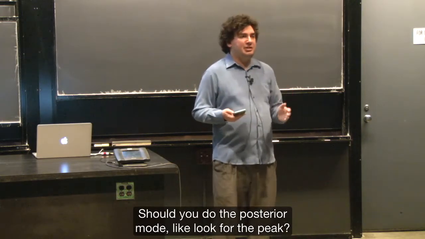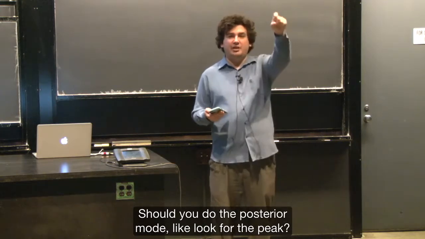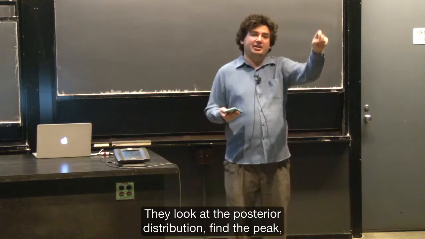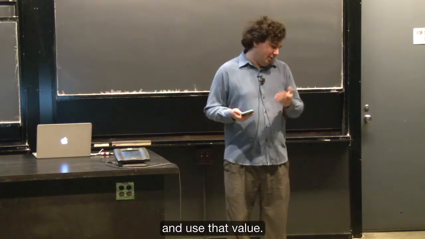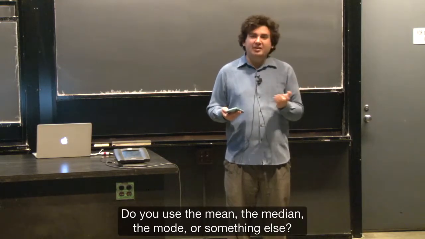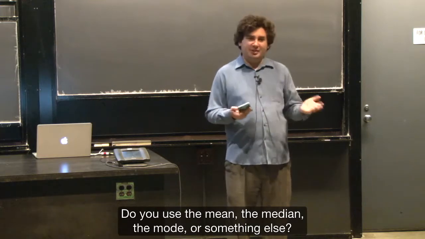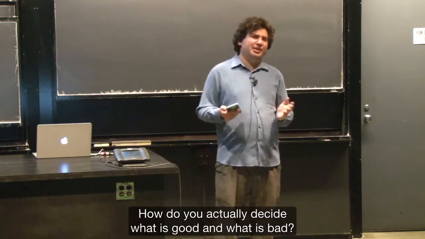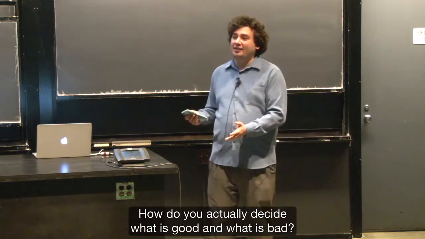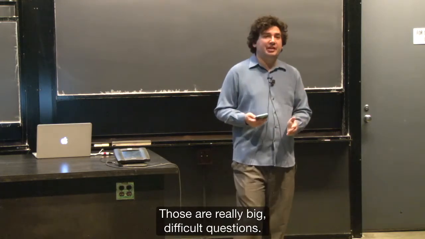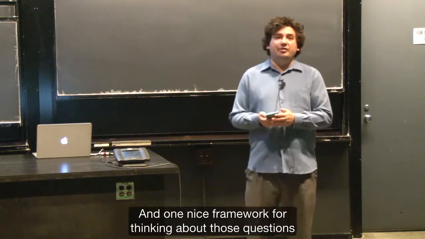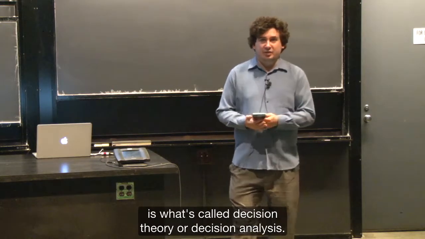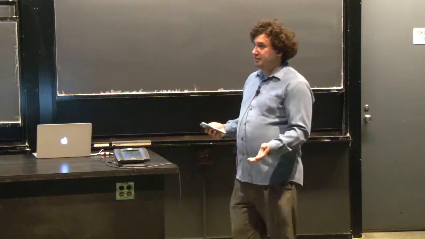Should you do the posterior mode? That is, look for the peak. A lot of people do that, right? They look at the posterior distribution, find the peak, and use that value. Do you use the mean, the median, the mode, or something else, okay? How do you actually decide what is good and what is bad? All right, those are really big, difficult questions. And one nice framework for thinking about those questions is what's called decision theory or decision analysis.